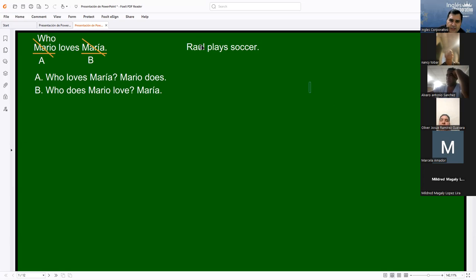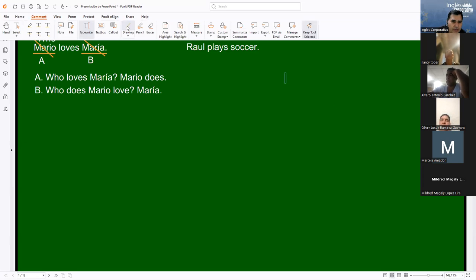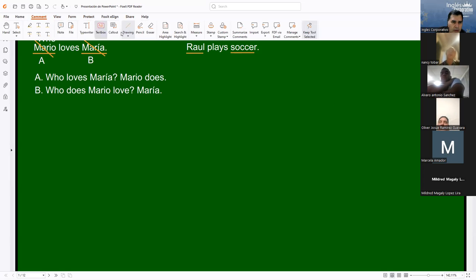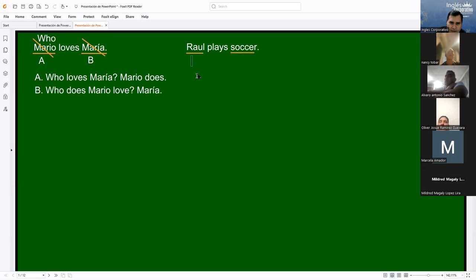Raúl plays soccer, right? Raúl plays soccer. So first we underline Raúl, and then we underline soccer. The first one is A. The second is B.